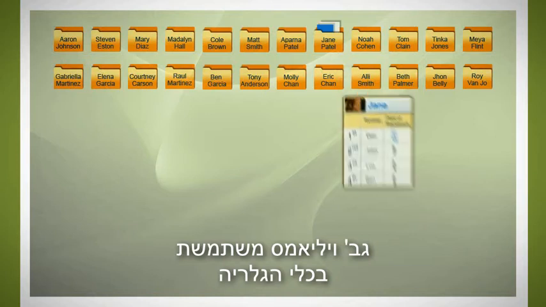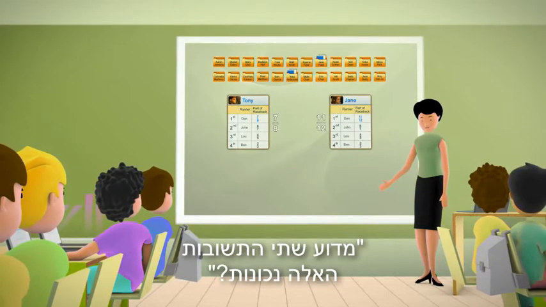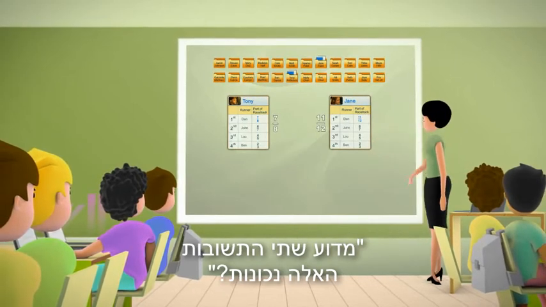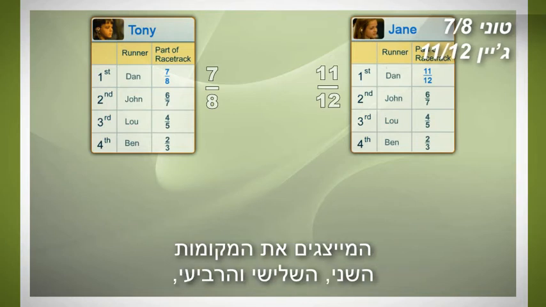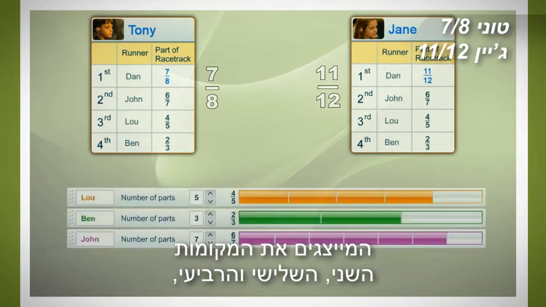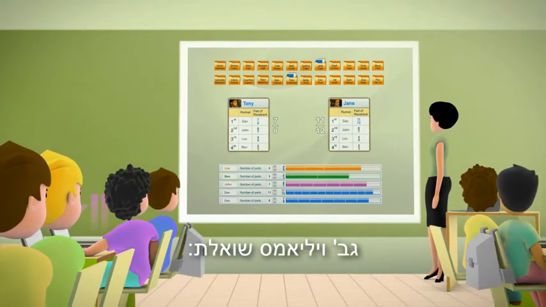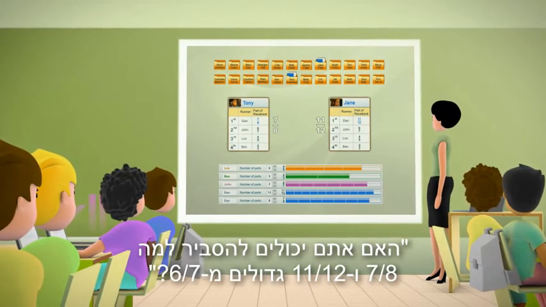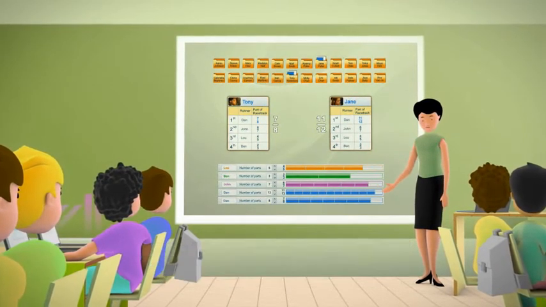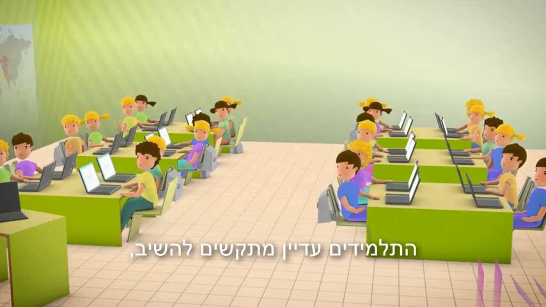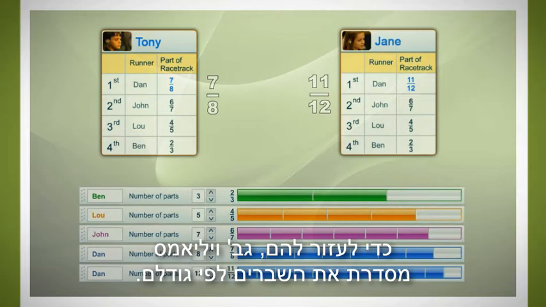Using the gallery feature, Miss Williams displays 2 correct answers and asks, why are these 2 answers correct? To help her students, she displays the fraction bars representing 2nd, 3rd, and 4th places and adds Tony's and Jane's suggestions for 1st place. Miss Williams asks, can you explain why 7/8 and 11/12 are greater than 6/7? The class is still struggling for an answer. To help them, Miss Williams sorts the fractions according to size.